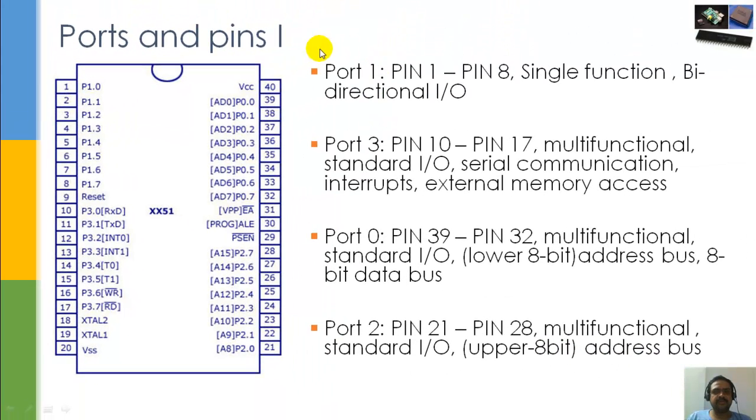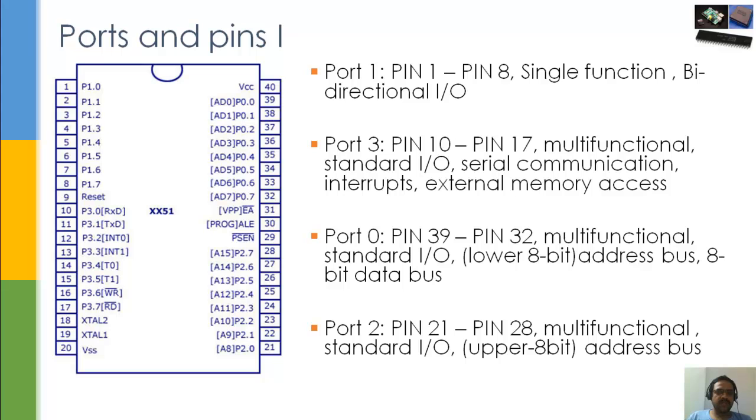Let's first take port 1. What we call port 1 is from pin 1 to pin 8, all the way till 8 pins, because every port is an 8-bit register. So inside this area, you have a latch or 8-bit register which holds the data which comes through this port. Port 1 is from pin 1 to pin 8, and it is single function. It's not multi-purpose. It is simply used as bidirectional IO. It can serve as either an input or output port, or input pins or output pins. That's it. There is no other functionality associated with that.